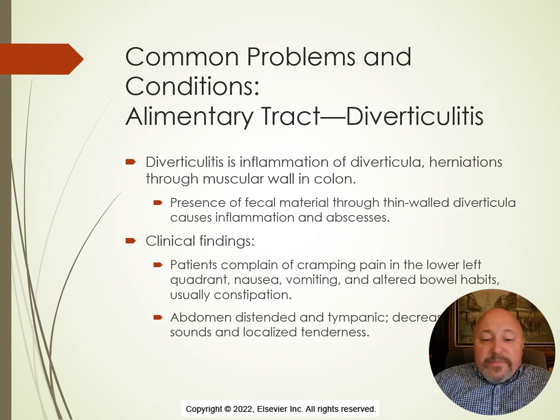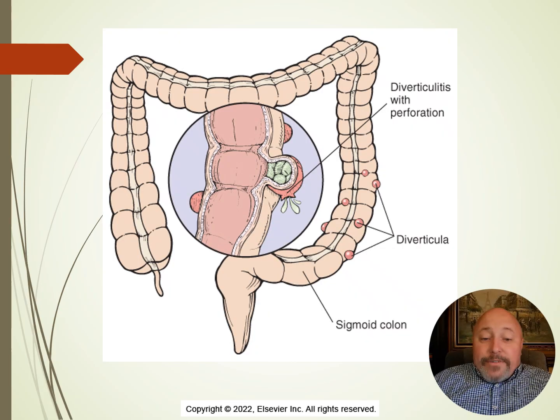Diverticulitis. This is an inflammation of a diverticula, or a herniation or outpouching within that intestinal wall. Presence of food and fecal material can get trapped in there and cause an infection. Patients often complain of cramping pain in the lower left quadrant, nausea, vomiting, and altered bowel habits. They'll also tend to avoid food that's high in seeds, things like corn or strawberries. Here we just have a diagram showing that diverticula, or that outpouching out of the large intestine.